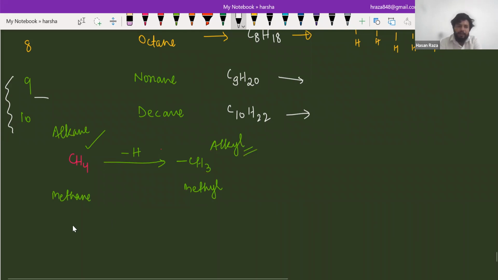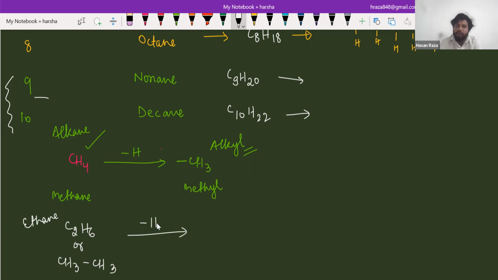If you have C2H6, that is ethane, or we can write CH3CH3. And if you remove one hydrogen from here, it will be either C2H5, one valency will be free, or you can write CH2CH3. So this carbon is satisfied, but this carbon is not satisfied, the valency is free. So ethane will be converted into ethyl.